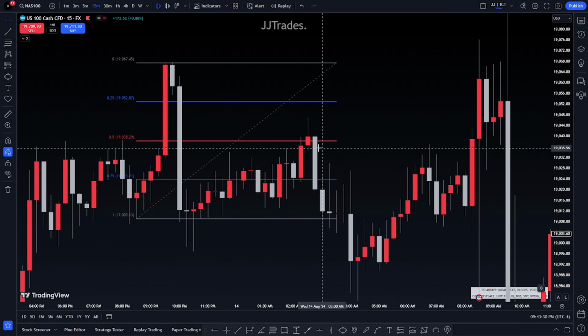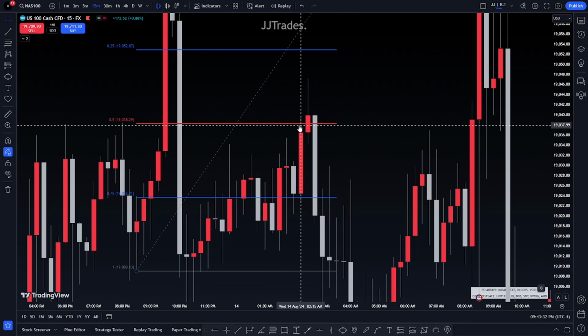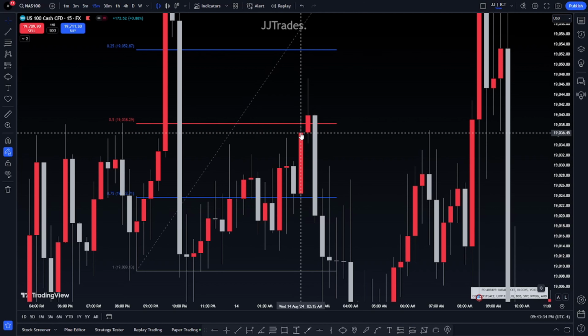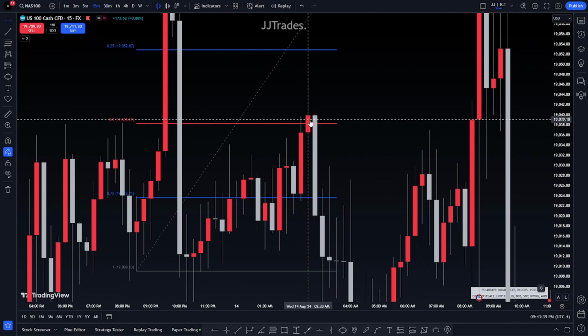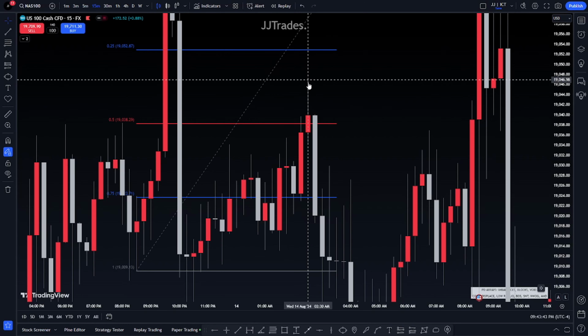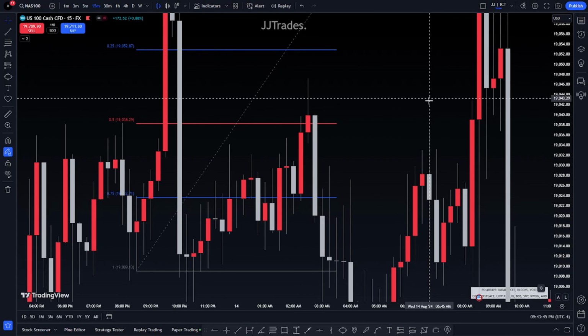But we came to the mean threshold. First candle that came to it closed below it. Second candle came up into it, closed above it, but we came straight back down. Okay, you see that little wick there? How we came down? See that?